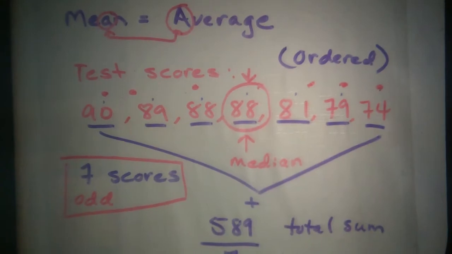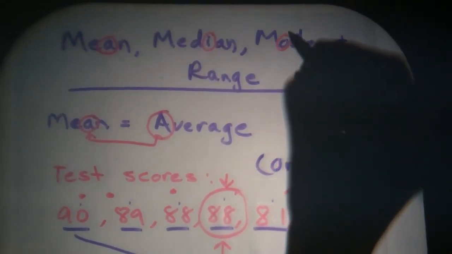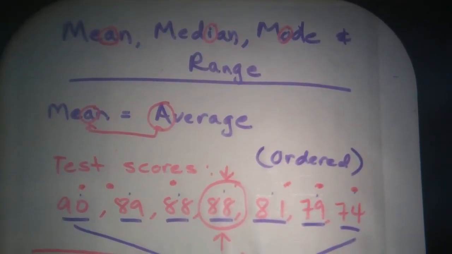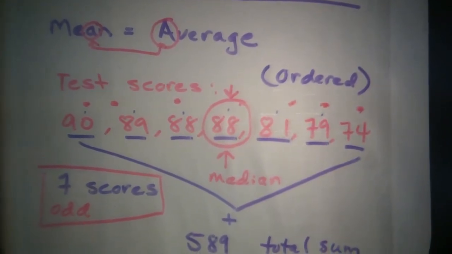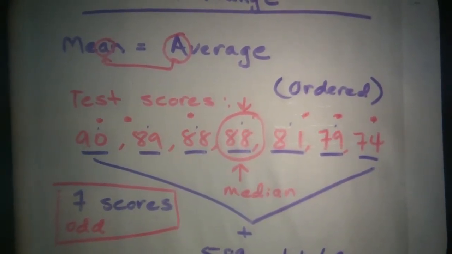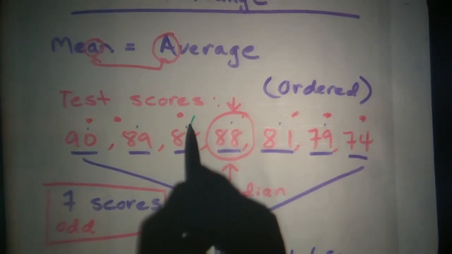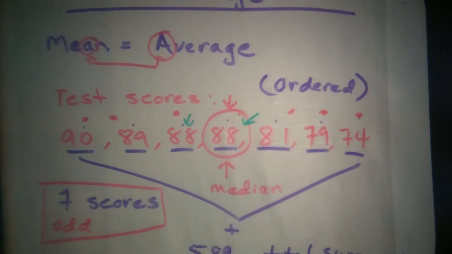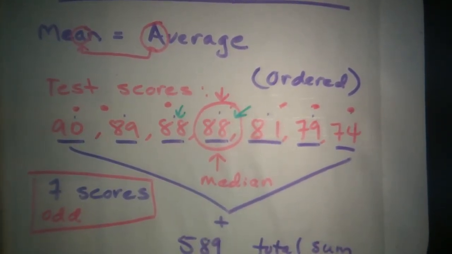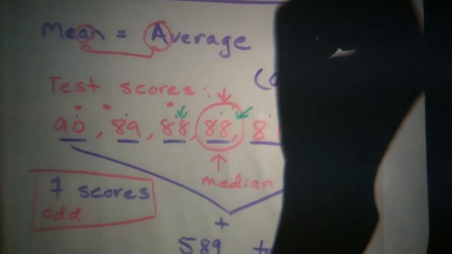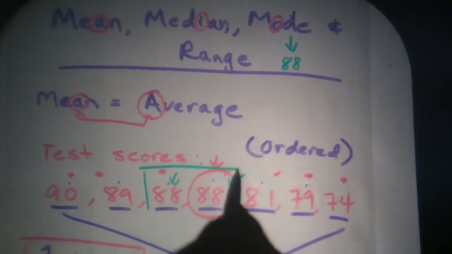Now for mode. Mode is the one that happens the most often. So O for often, or most, also has an O. So the most often. Is there a number that repeats itself the most often in our set of scores? I do. I have an 88 here, and I have an 88 here. Do I have any other number that appears more than twice? No. So 88 is our mode, because it appears most often.